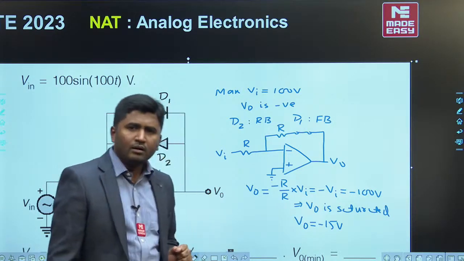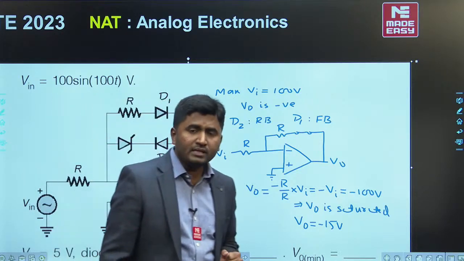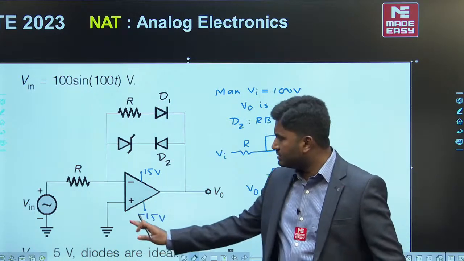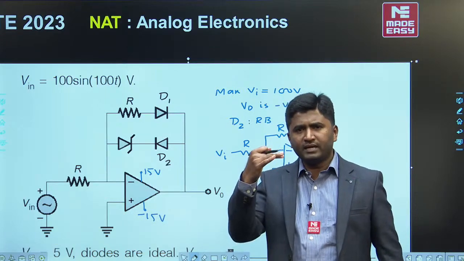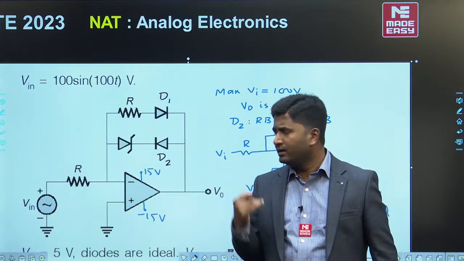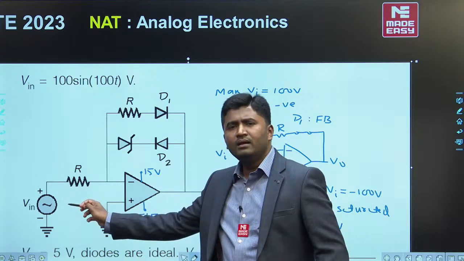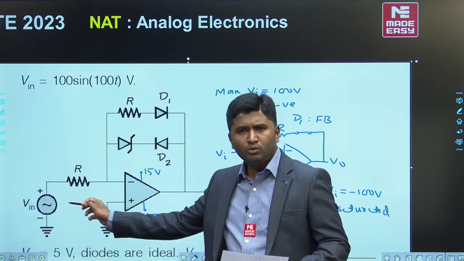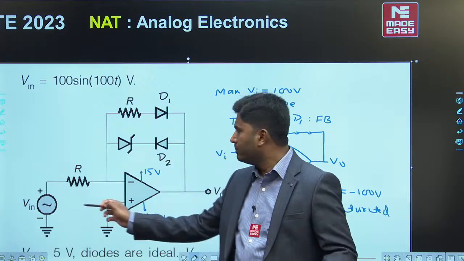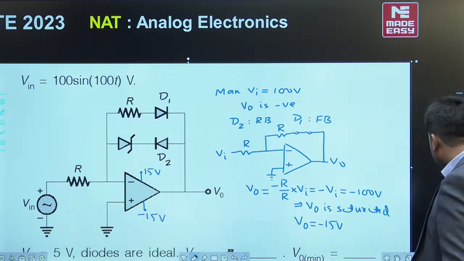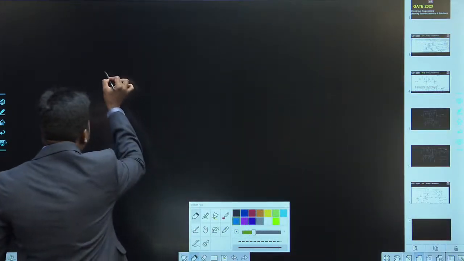Let us now check what will be output when input has a negative cycle. Okay, input is sinusoidal, so it will have positive cycle then followed by negative cycle, right? Now let me consider input becoming negative. In the negative cycle, input can decrease up to minus 100 volt. Okay, now if input becomes minus 100, I am considering here negative cycle.